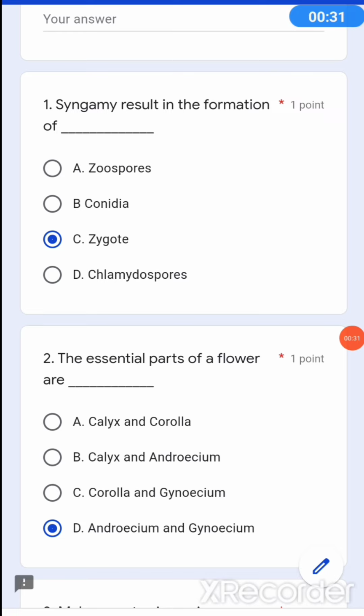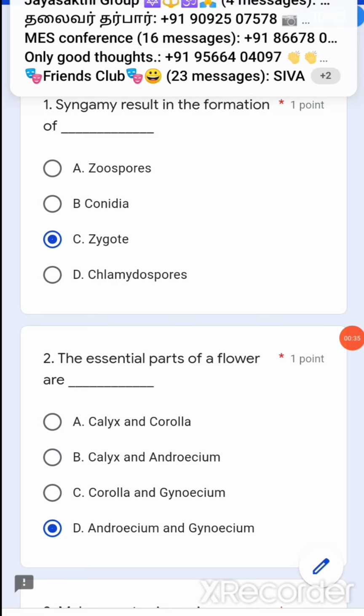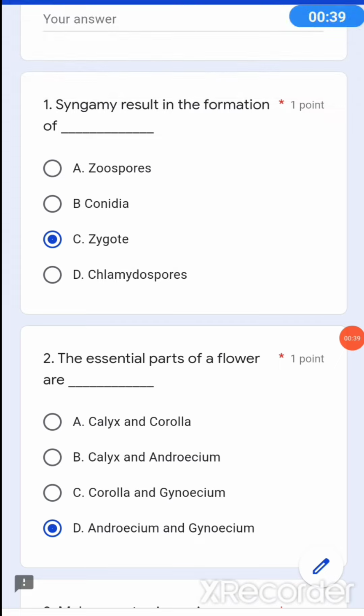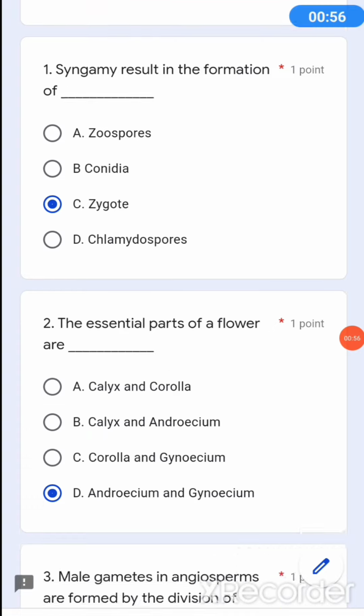Unit 17, Reproduction in Plants and Animals. 1. Syngamy results in the formation of zygote. 2. The essential parts of a flower are androecium and gynoecium.